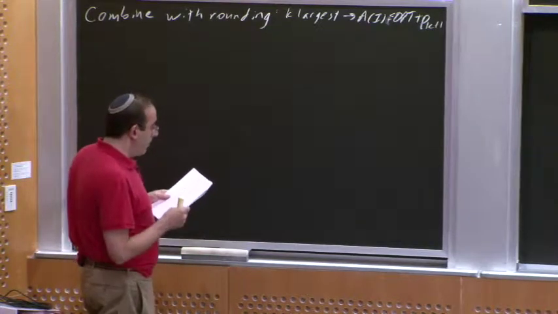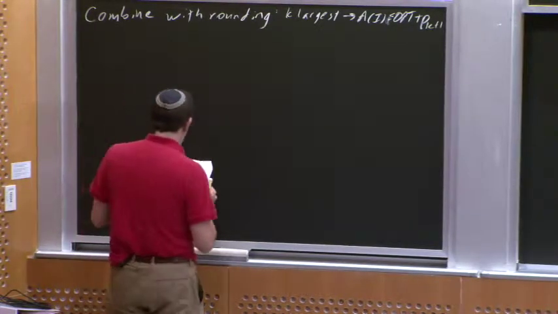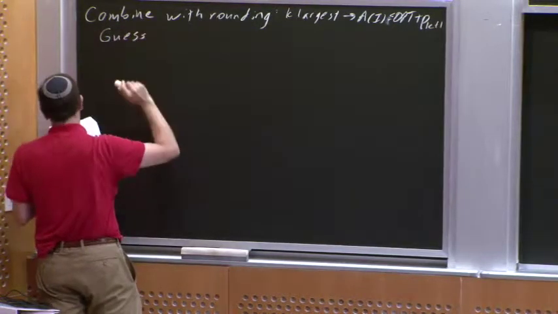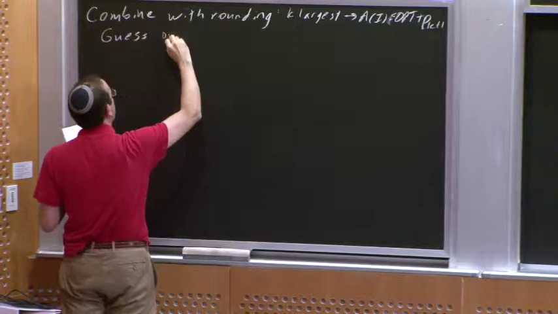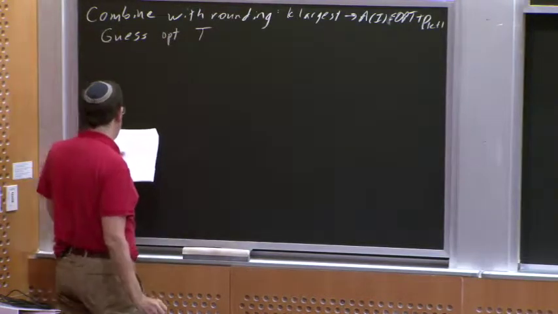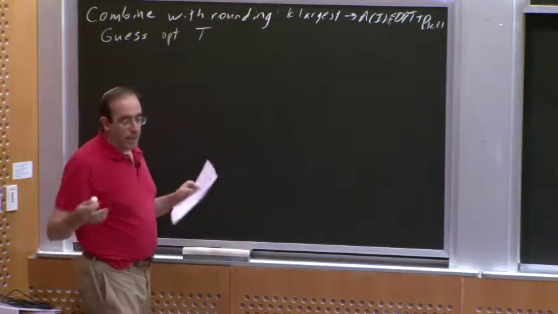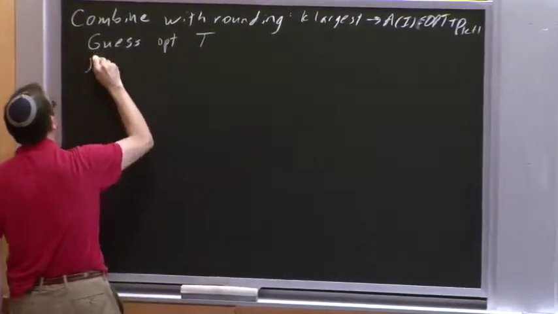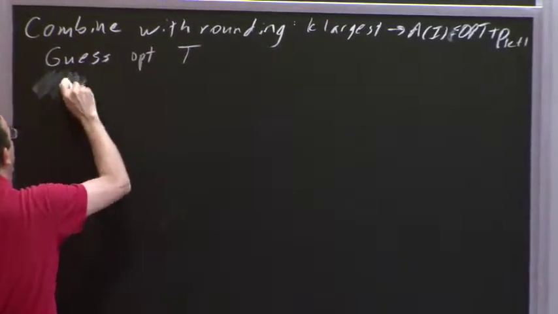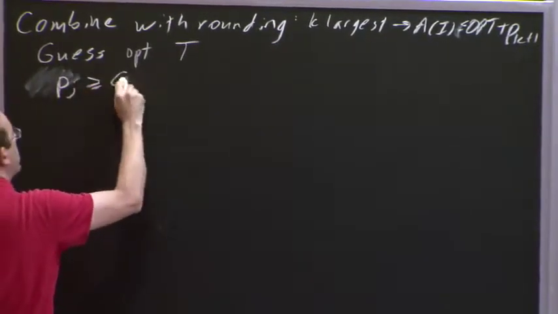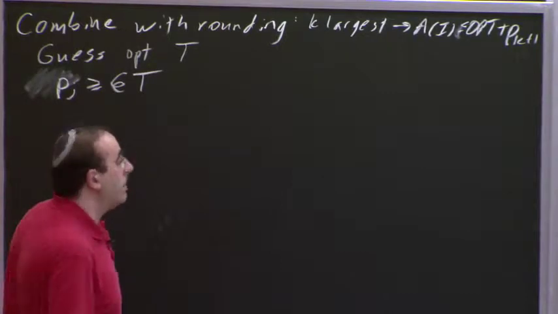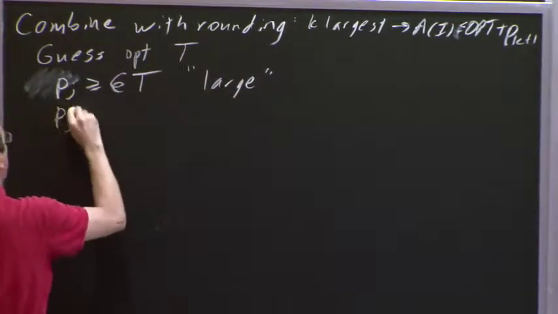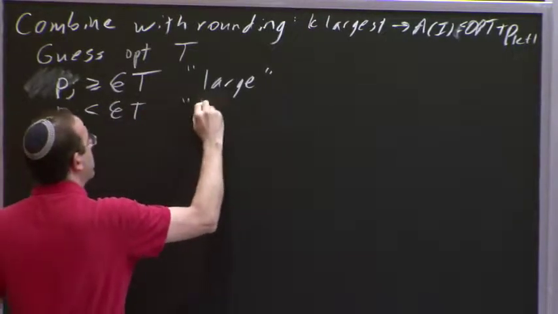So in particular, I'm going to continue to have this guess of the optimum time t. And now I'm going to divide my jobs into two classes. Okay. So if my p_j is bigger than some epsilon times that time t, I'm going to call that a large job. And if p_j is smaller, then that's going to be a small job.